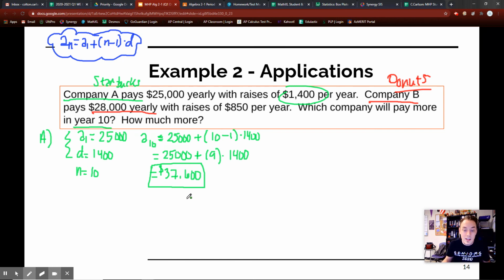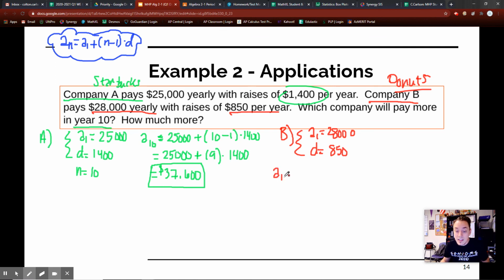Now, how much will I be making at company B, Dunkin' Donuts? See, it's Christmas colors. It's beautiful. What is my a sub 1? My a sub 1 is 28,000. That's where my sequence starts, my first term. What is my common difference? What's the yearly raise that increases per year? 850. So let's start going to town on this.